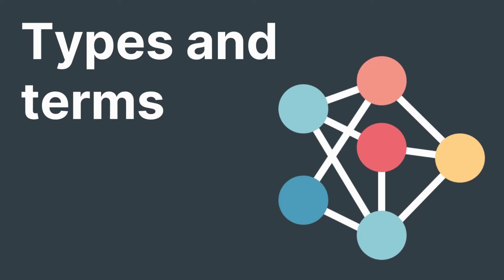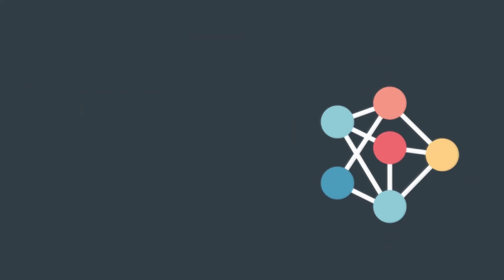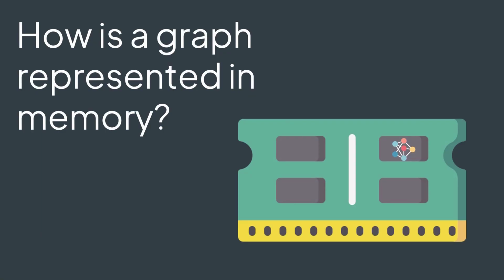Okay, now we know what is a graph, some of its types, but an important question comes to mind. How is a graph represented in the memory of our computer? This is what we will talk about in our next lecture.